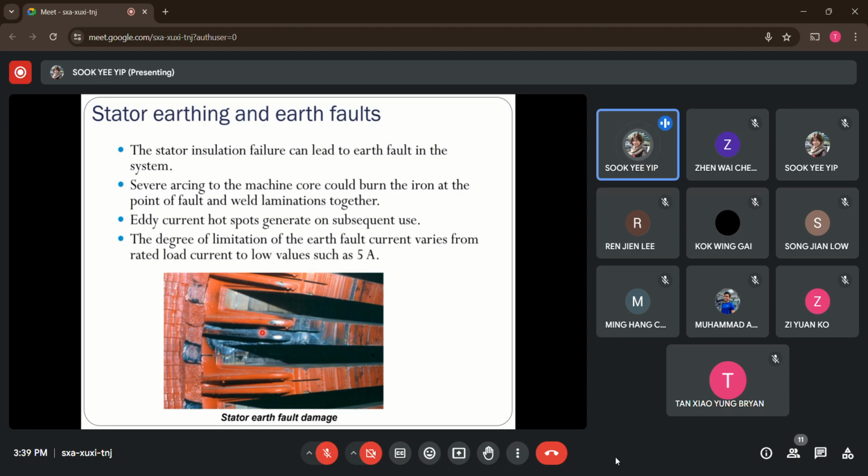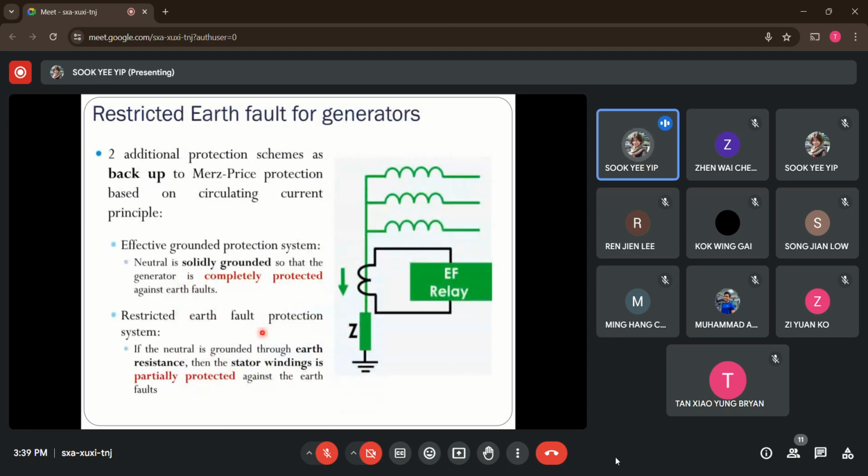Not only applying the differential protection scheme to pick up the earth fault situation for this stator winding, the differential protection scheme, also known as the merz-price protection scheme, we have two additional protection schemes that can be used as a backup to pick up earth fault situations. We use these two protection schemes to limit the earth fault current values flowing through the stator winding. The first way is known as the solidly grounded system or effectively grounded protection system.